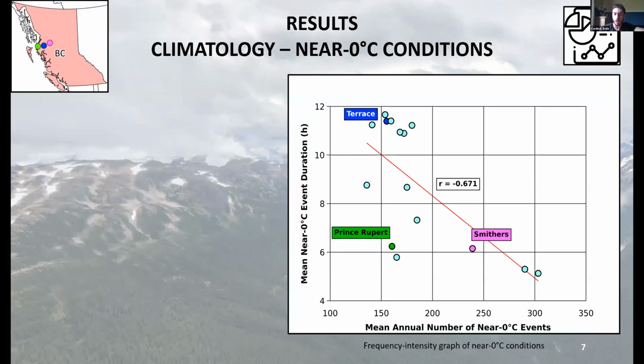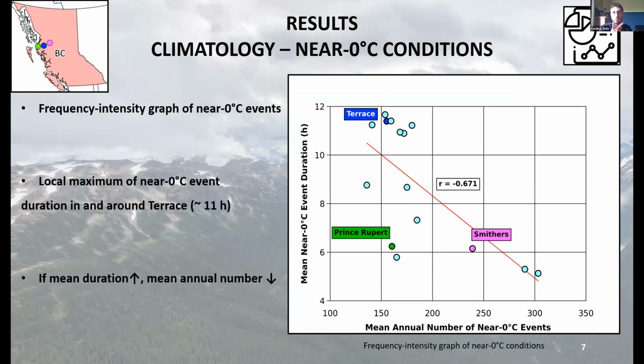So here I'm showing a frequency-intensity graph. So the x-axis is the number of events on average in the climatology, and the y-axis is the mean duration of those events. And on the top left, you have the map with the color code of the stations for reference. So we see the negative trend. So the more events we have of near zero conditions, the less long they are. This is only logical for time continuity reasons. But Terrace stands out as having fewer events, but longer ones. So we have a mean duration of about 11 hours of near zero conditions when we have those at Terrace.